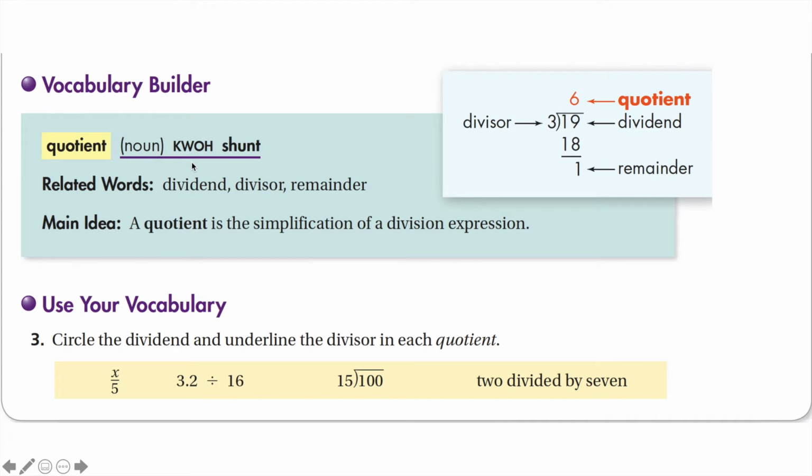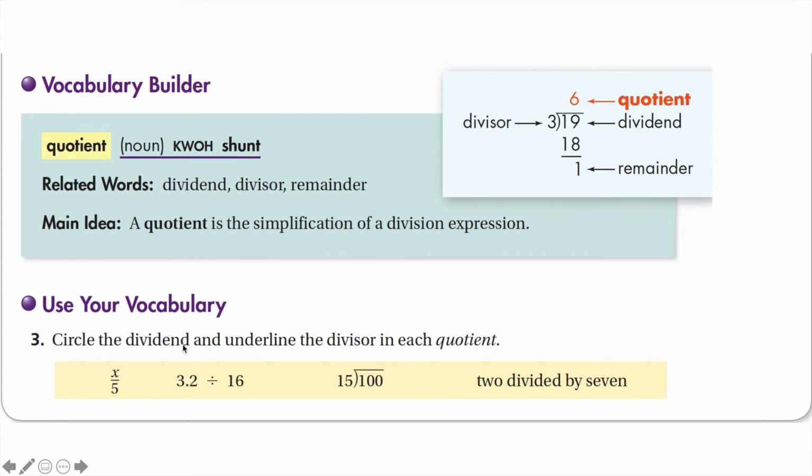So let's jump into the vocabulary builder. We have our quotient, which is a simplification of a division expression. In other words, the quotient is the solution to any dividing problem. We're also going to be talking about words such as dividend, divisor, and remainder, which, as you can see in the top right corner, have a specific meaning towards any division problem.